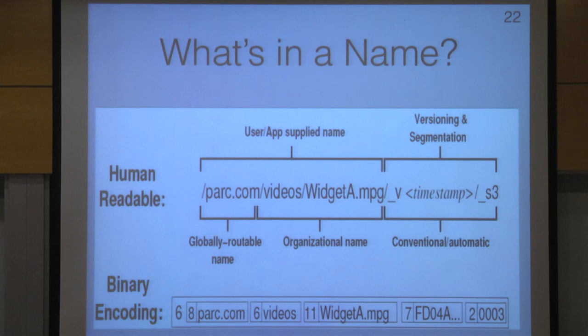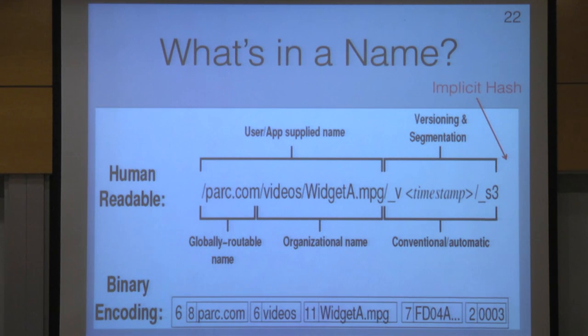It has an organizational name and a conventional name. In the end, I didn't read it, but there could be something like a version number and a segment number, because not all content can be thought of as just a monolithic thing. Maybe if it's a movie file, it has chapters or individual frames that you can refer to. And this is convenient because you can encode it easily. You can just parse this kind of name, separated by slashes, and encode it as a sequence of components.